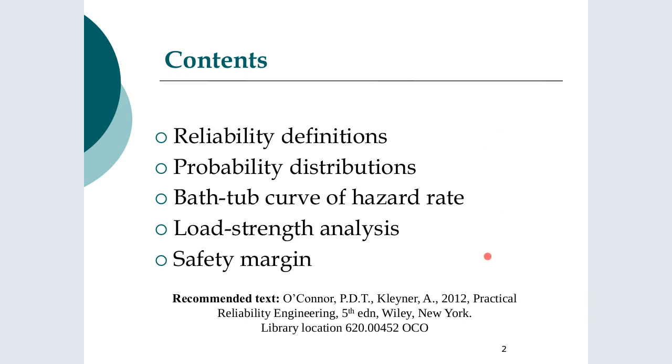So we want to look at definitions of reliability, what are meant, and there's kind of 5 definitions that are important to us. We look at the different probability distributions, follow this with the bathtub curve of hazard rate, which won't mean much to you at the moment, but it's quite a useful way of understanding how reliability links to the design process. And then load strength analysis and the safety margins.